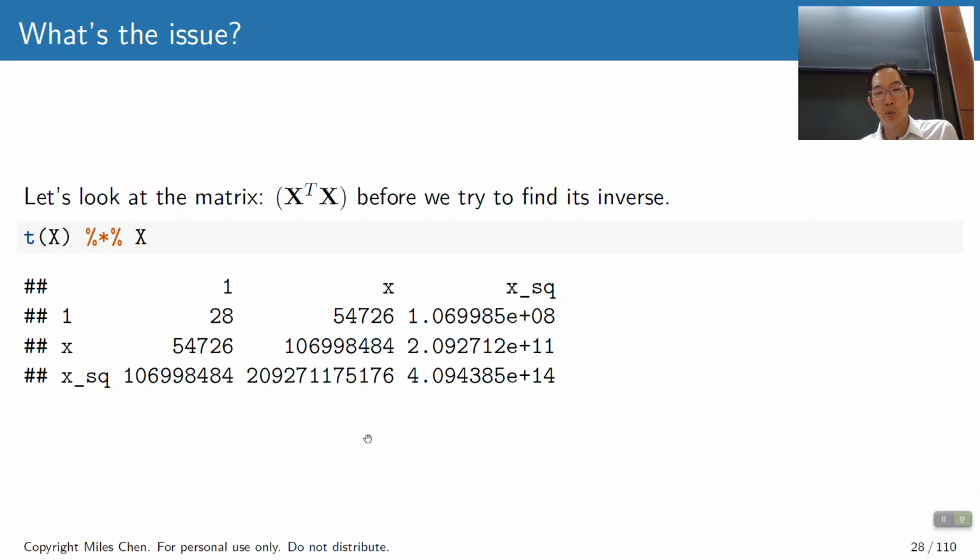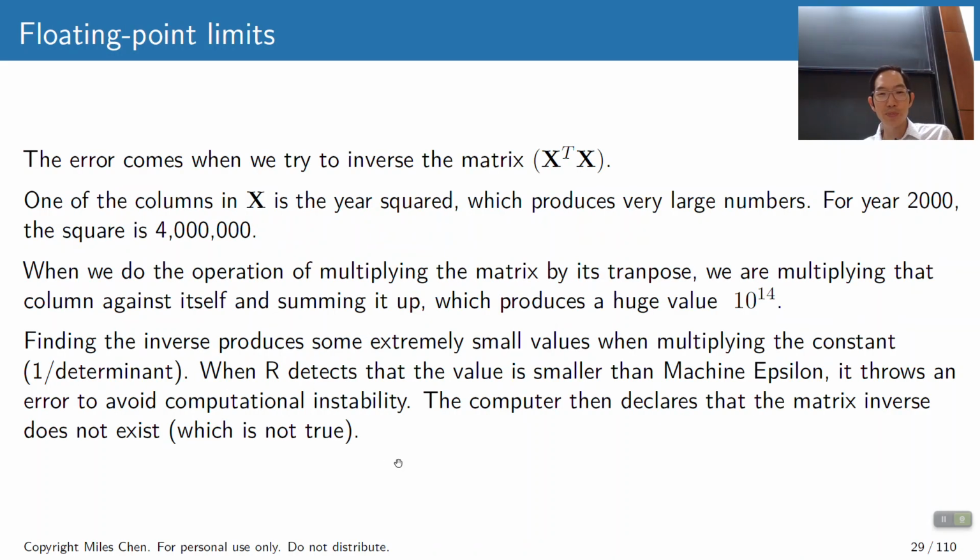And so when we try to invert this, okay, when you do something like X transpose X and you have the year 2000 and you square the year 2000, you get 4 million. Okay, and then when you take the entire thing and you add that all up, you get these really big numbers on the order of 10 to the 14, okay? And then finding the inverse requires us to multiply by the constant, which is 1 over the determinant.